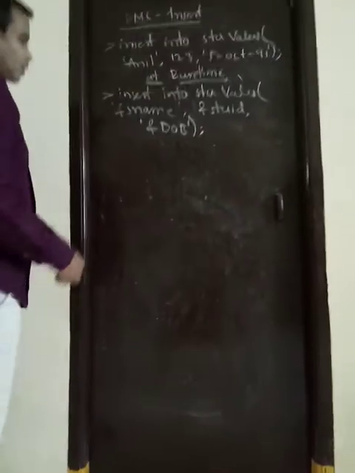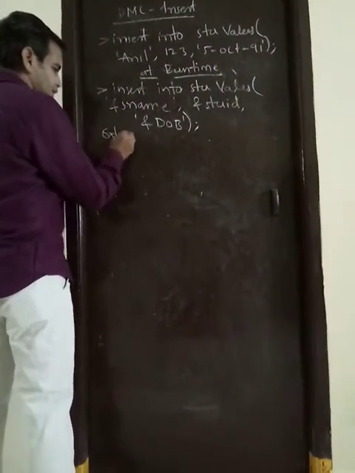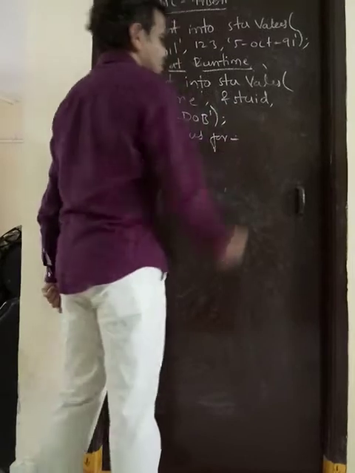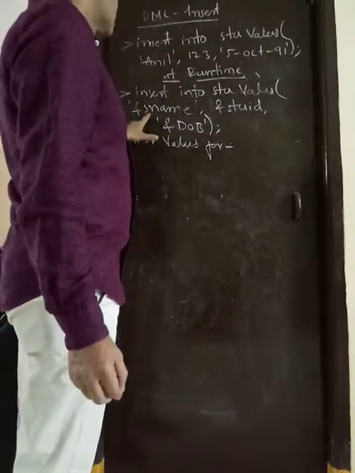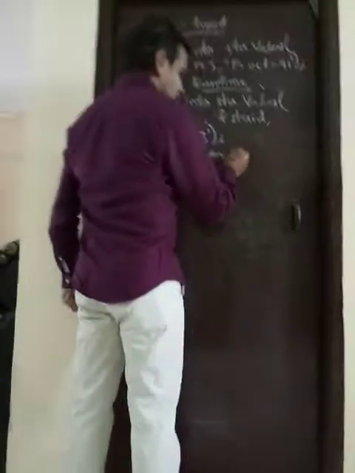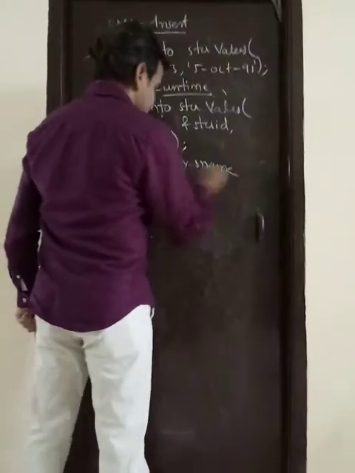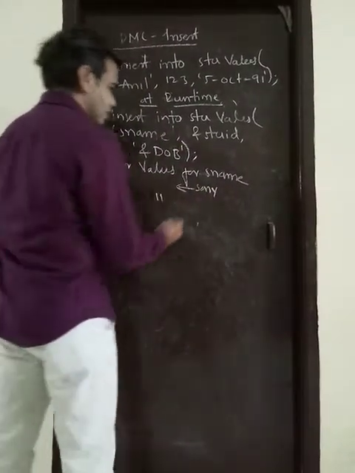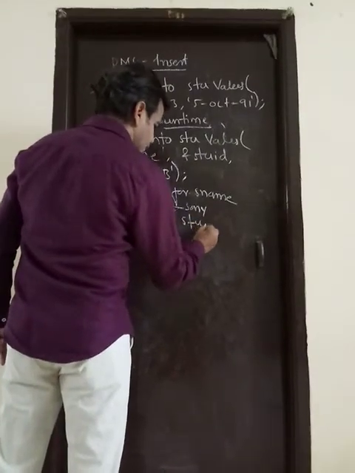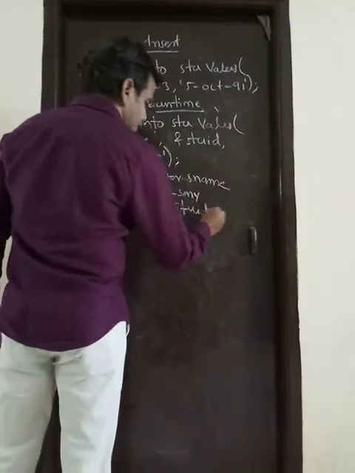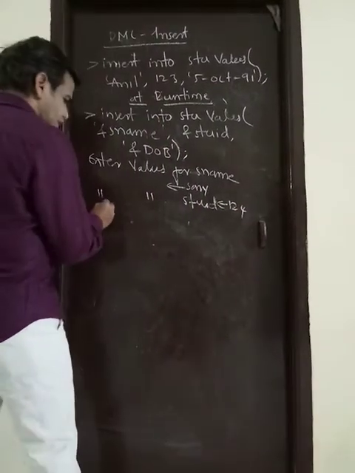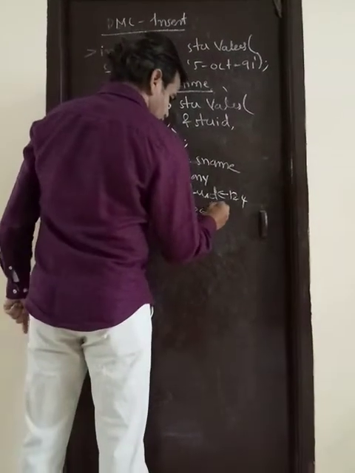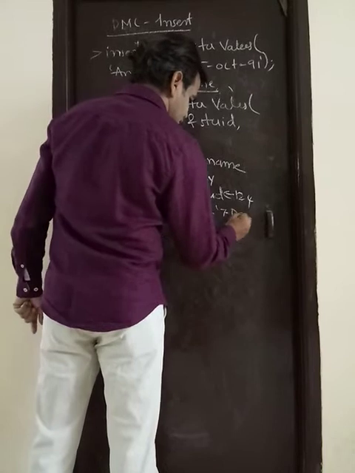When you run this, it will ask you to enter values. First of all, enter value for student name. Here we should insert the value; I am inserting Sony. Again, enter value for student ID. I am inserting student ID as 124. Enter value for date of birth. I am inserting date of birth as 7th December 91.